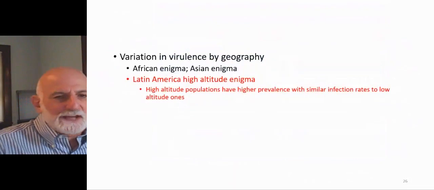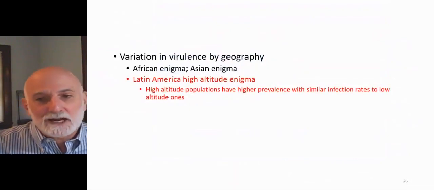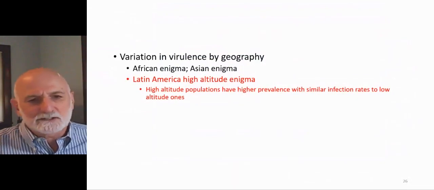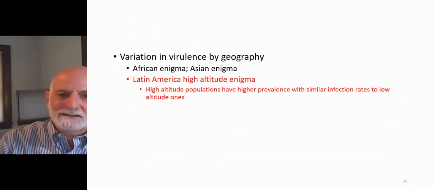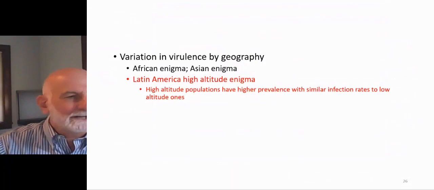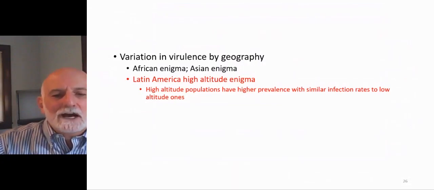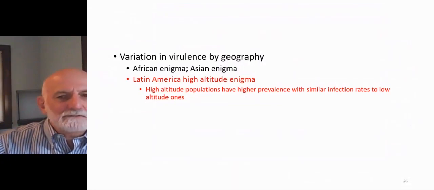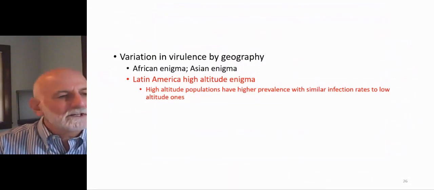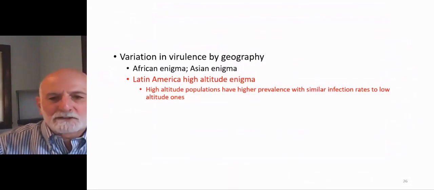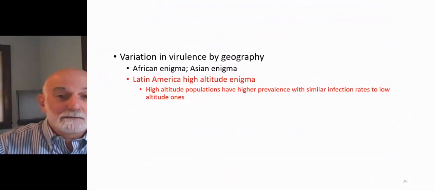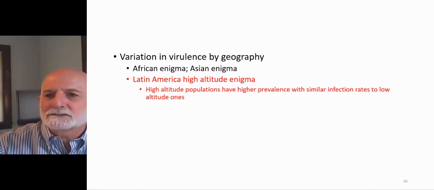So these two enigmas are referred to as the African enigma and the Asian enigma. There's a third enigma, which is the one I'm going to focus on for the remainder of this talk, where I'm talking about gastric cancer, and that's the Latin America high altitude enigma. It's been shown over and over again that populations at high altitude in South and Central America have a very high prevalence of gastric cancer, despite very similar infection rates to the lower altitude populations. In the case of the study population, the infection rates both in the coastal regions of Colombia and in the Andes are about 90%, but there's a 25-fold difference in gastric cancer incidence.